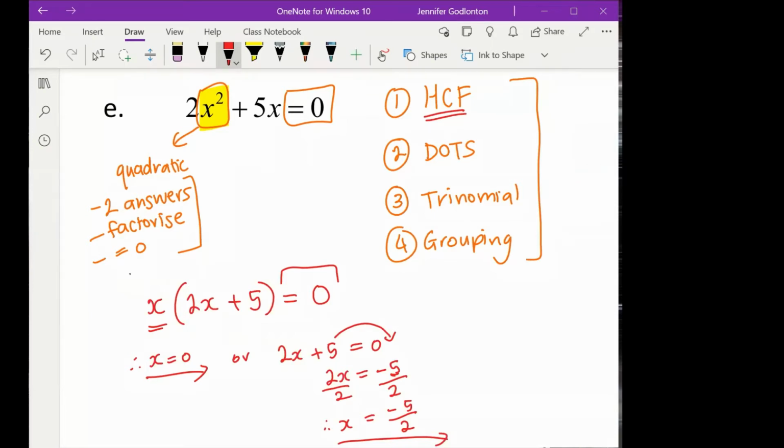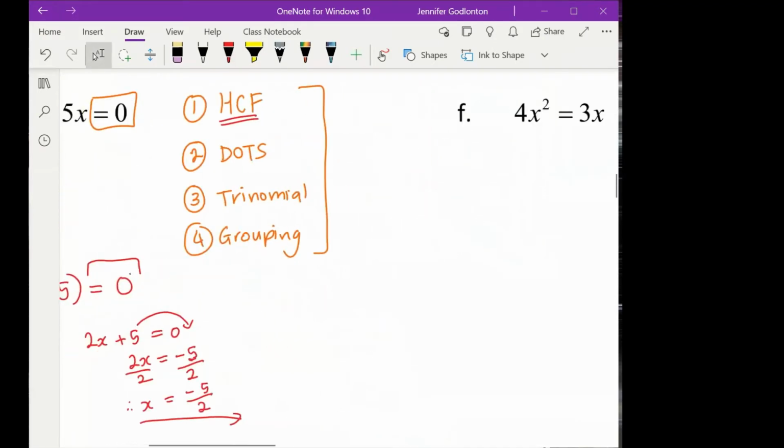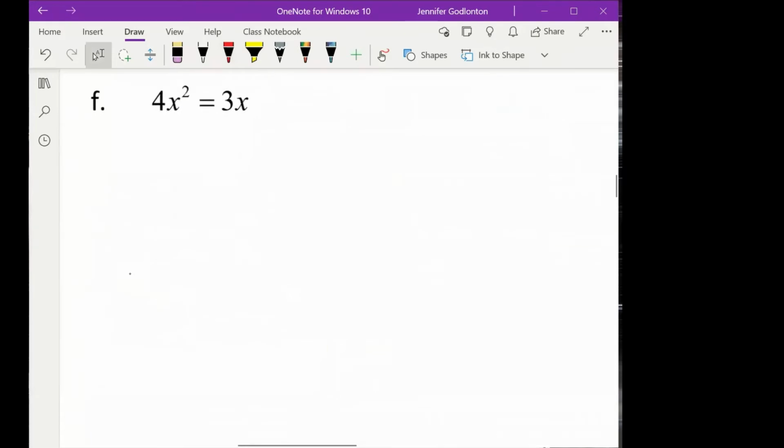Do you feel ready to try one by yourselves? Yes? I'm hoping. Good. Try and remember my advice here. It's a quadratic. When it's a quadratic, think about what it needs to be equal to. So the first thing we need to do is move everything to one side and make it equal to 0.